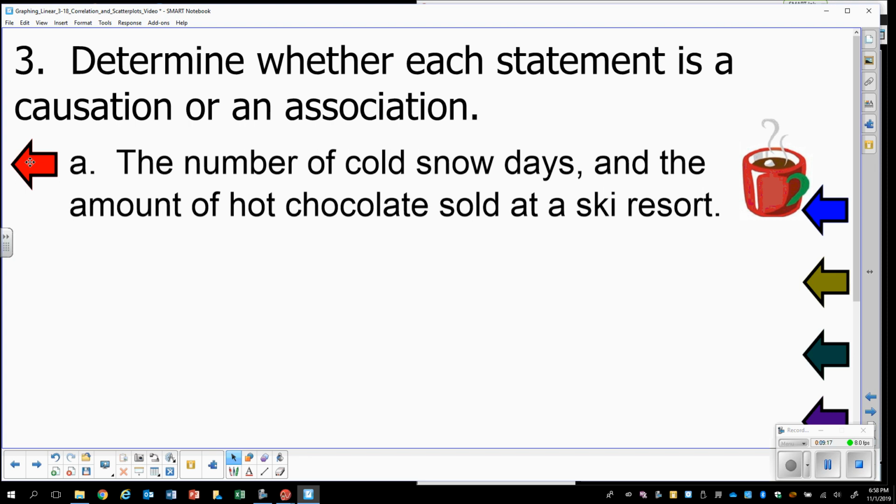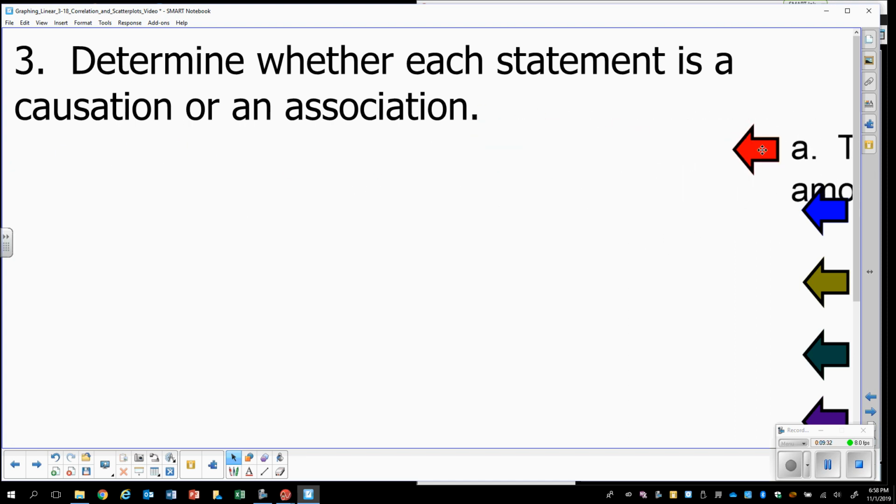But what we could say here is that there's a relationship between cold, snowy days and the amount of hot chocolate at a ski resort. Again, there could be other variables such as a sale, such as a holiday, that could have affected the amount of hot chocolate sales.